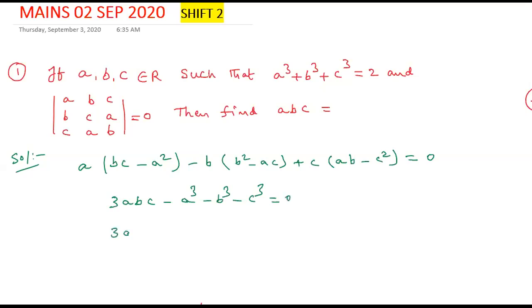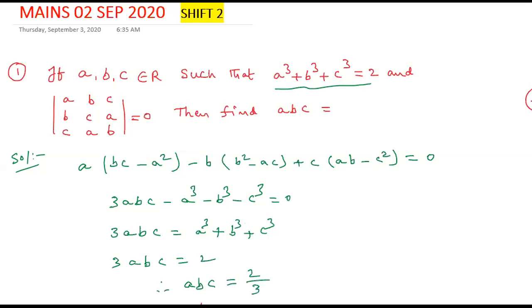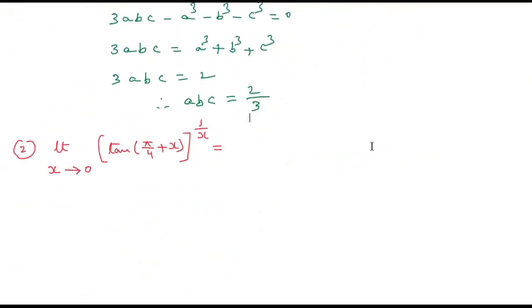Now 3abc is equal to, sending this value to the right hand side, a cube plus b cube plus c cube. So we already know that the value of a cube plus b cube plus c cube is given in the question. That value is 2. Now abc is equal to 2 by 3. This is a very easy question in matrices. Okay. Next, I'm going to the second question.